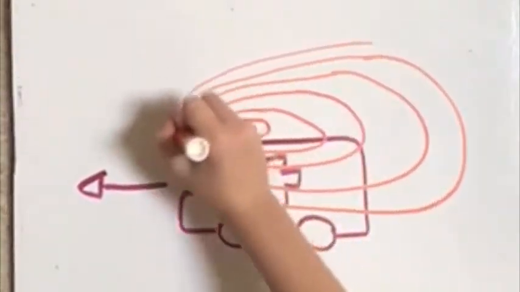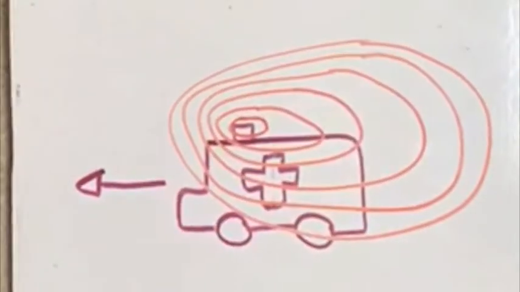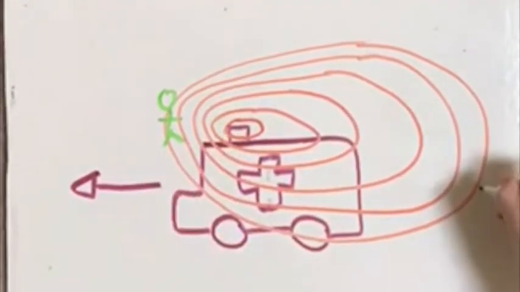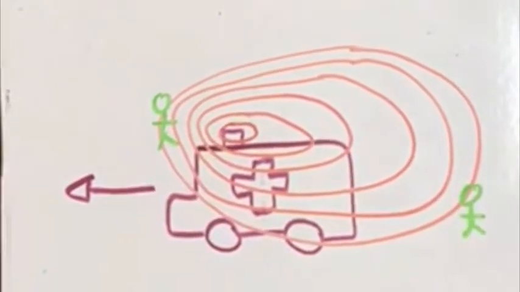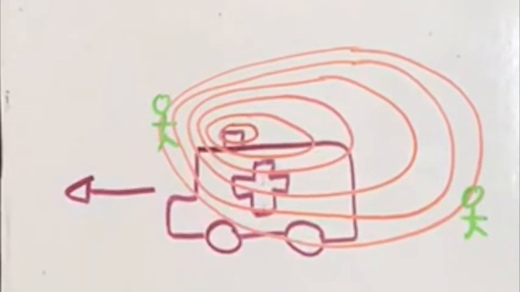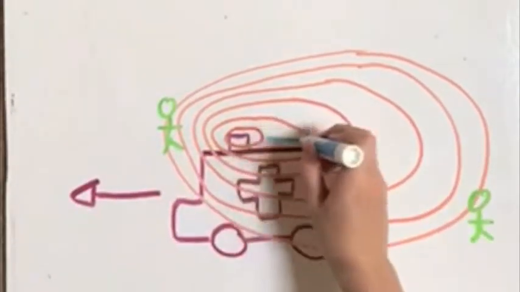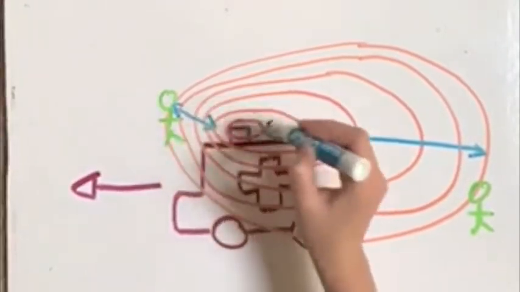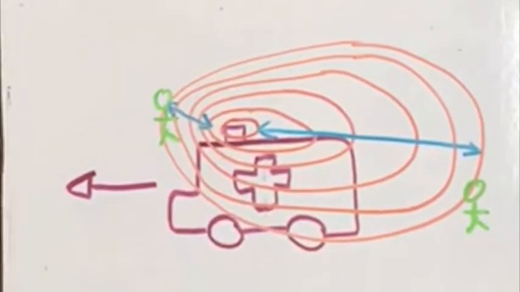As the ambulance approaches you, you will hear a higher pitch, and as the ambulance drives away, you will hear a lower pitch. This is because the less frequent or longer the wavelength is, the lower the pitch, and the more frequent and shorter the wavelength is, the higher the pitch.